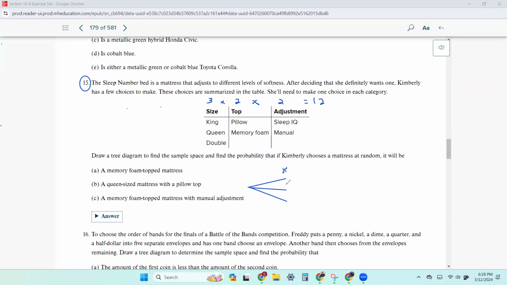So K, Q, and D for double. So king, queen, double. Now, off of each one of those, we're going to have two. All right. So we're going to have two here and two here. Again, see how when we get into 12, it's going to be hard to squeeze those in here. That's why it's not feasible to do this each time, but we're doing it to make a point about how these work. So pillow top, memory foam.